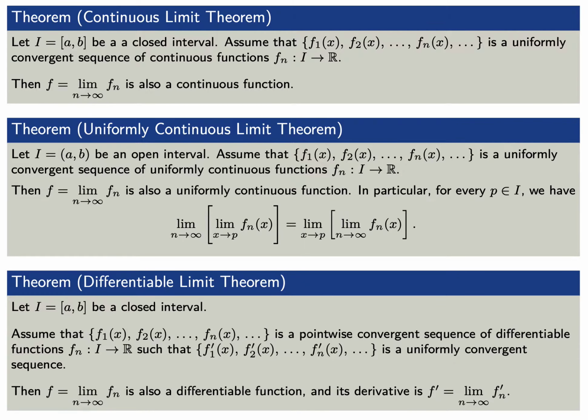Finally, we have a statement about derivatives. Say that I is a closed interval and the f sub n's define a pointwise convergent sequence of differentiable functions f sub n such that the f sub n primes form a uniformly convergent sequence. Then the limit f is a differentiable function and its derivative f prime is the limit of the f sub n primes.